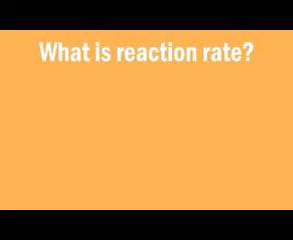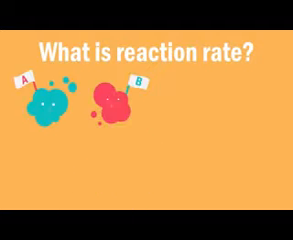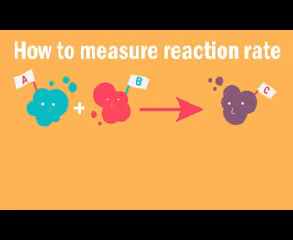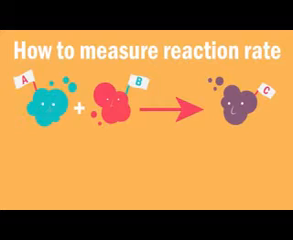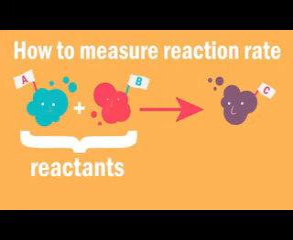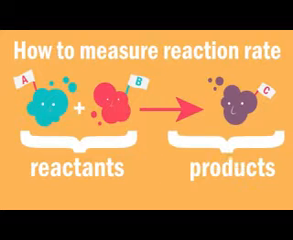Reaction rate is the measure of how quickly the reactants in a reaction change into the products of it. The rate of a chemical reaction can be measured in two ways. The first way is to measure how quickly the reactants, that's the substances on the left of the arrow in the equation, decrease. The second way is to measure how quickly the products, that's the substances on the right of the arrow in the equation, increase.